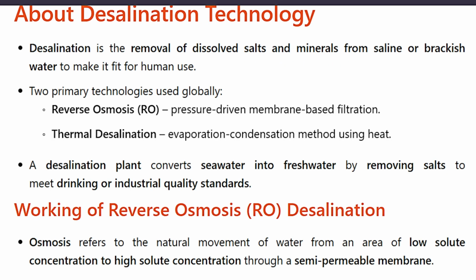About desalination technology. Desalination is the removal of dissolved salts and minerals from saline or brackish water to make it fit for human use. Two primary technologies used globally. Reverse osmosis, RO, pressure-driven membrane-based filtration. Thermal desalination, evaporation condensation method using heat. A desalination plant converts seawater into fresh water by removing salts to meet drinking or industrial quality standards.